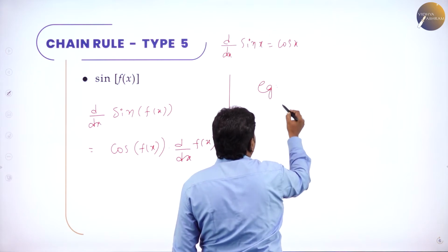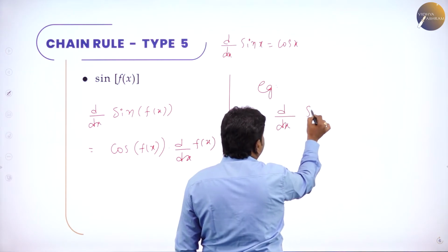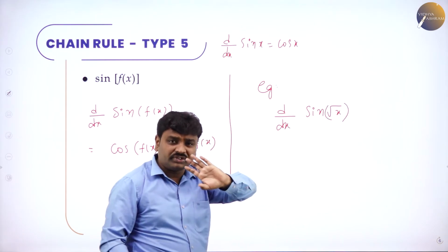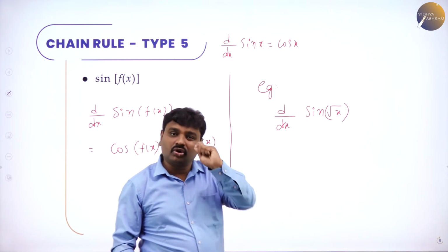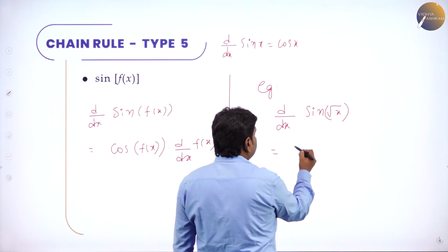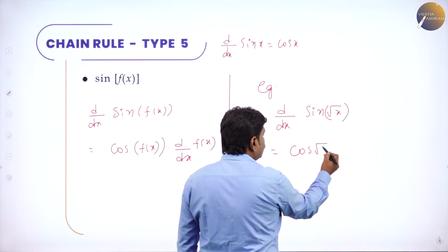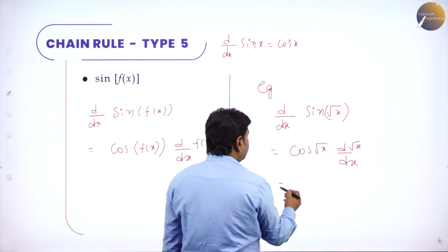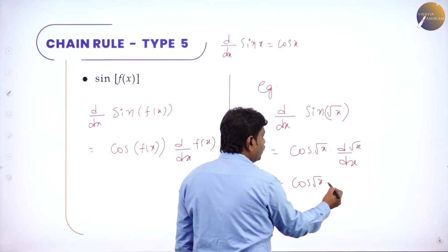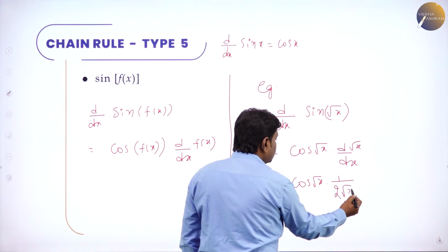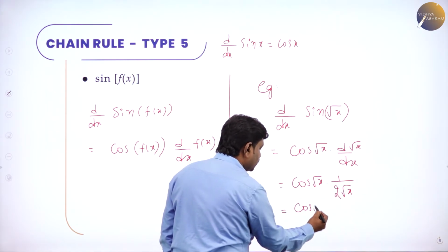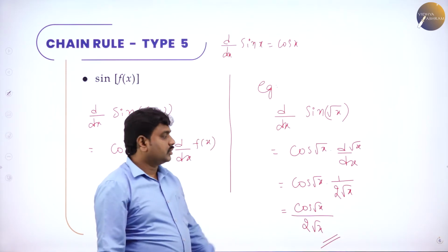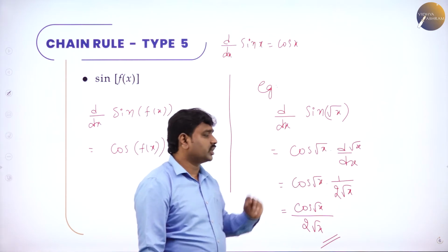Example. D by dx of sine root x. My dear students, inside sine I don't have just x. Inside sine I have a function of x called root x. So what is derivative of sine? Cos. So d by dx of sine root x is cos root x into d by dx of internal function. What is internal function? Root x. That is cos root x into derivative of root x, which is 1 by 2 root x, or it will become cos root x divided by 2 root x. All of you know what is d by dx of root x? 1 by 2 root x.